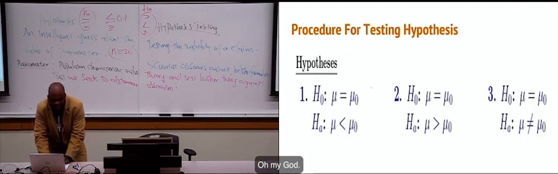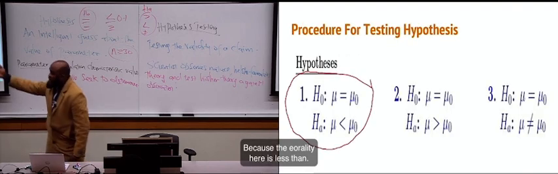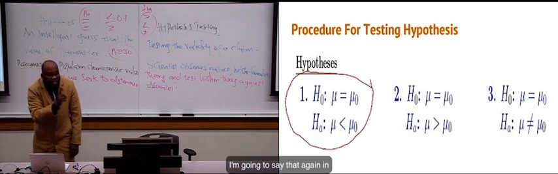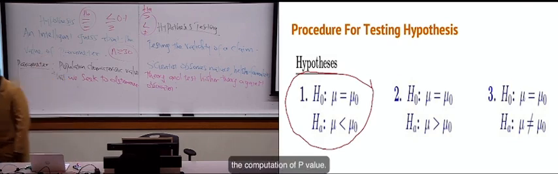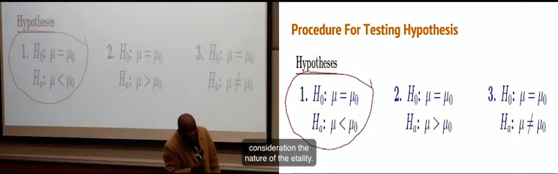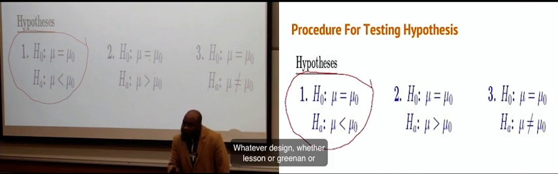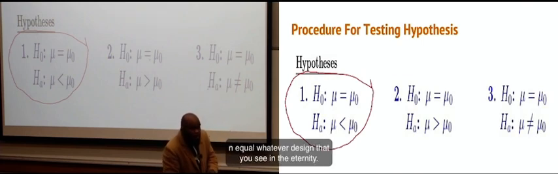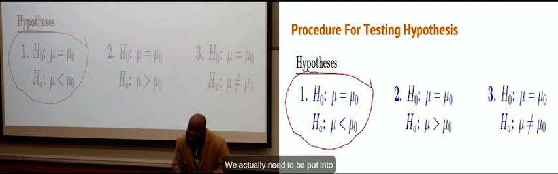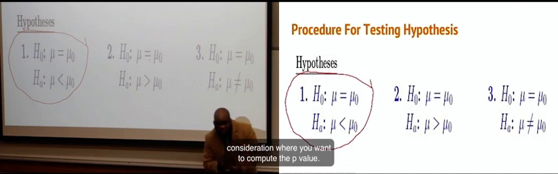Oh my God, because the alternative here is less than. I'm going to say that again. In the computation of the p-value, you need to take into consideration the nature of the alternative. Whatever the sign, whether less than, greater than, or not equal to, the sign that you see in the alternative will need to be taken into consideration when you want to compute the p-value.